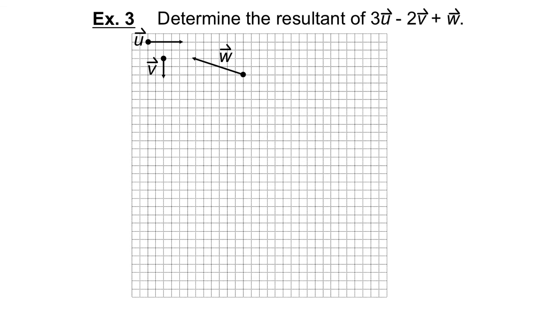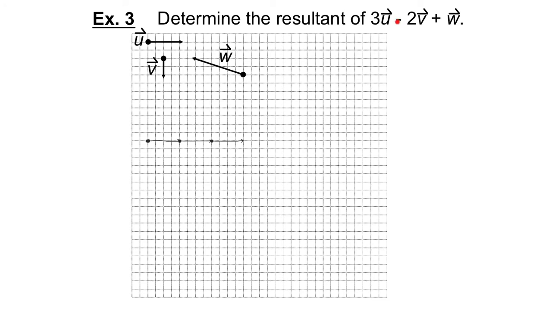Okay, here's my last example. Determine the resultant of 3u minus 2v plus w. So here I have u, v, and w shown on the grid. Okay, so for magnitude, I'm just going to count the squares on the grid. And direction I can see, well, this is right, this is down, and this is left a certain amount up. Okay, so I'm just going to add 3u, so I'm going to take u and have 3 of them.